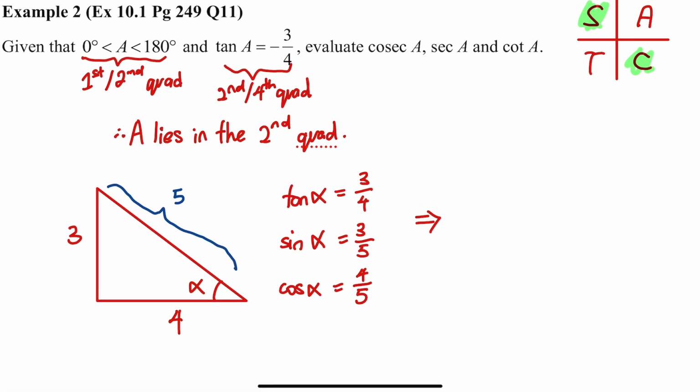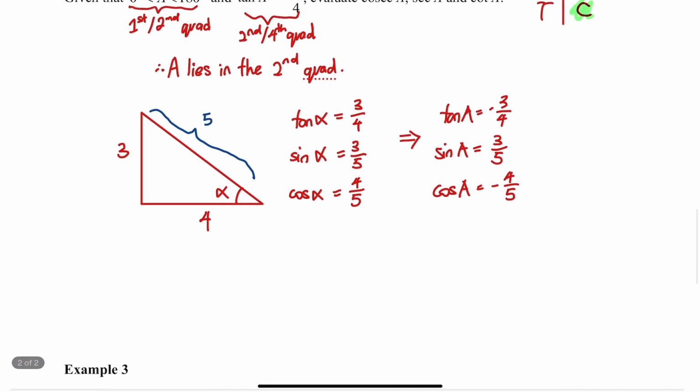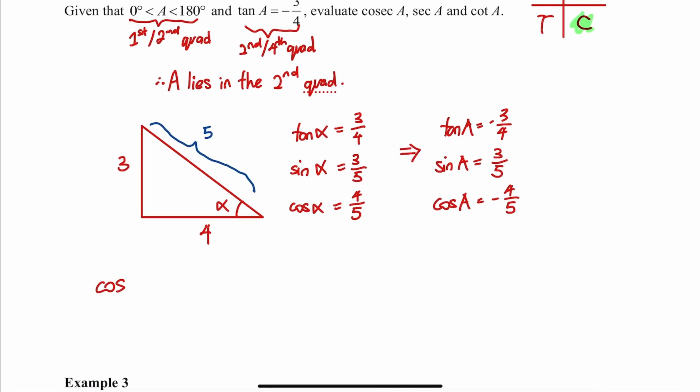So therefore, tangent A is negative 3 over 4. Sine A is positive 3 over 5. And cosine A is equal to negative 4 over 5. So over here, to find cosecant A, cosecant A is the inverse, 1 over sine A. Remember, look at the third letter. So since sine A is 3 over 5, cosecant A is simply 5 over 3.